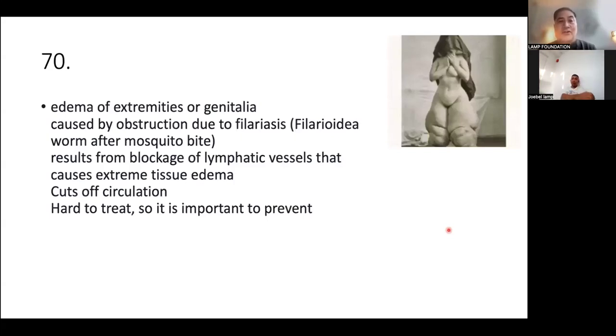What do you call this condition? There's edema of the extremities or genitalia caused by obstruction due to filariasis. This is the filarial worm after you were bitten by a mosquito. Results from blockage of the lymphatic vessels that causes extreme tissue edema. So when this happens, it cuts off the circulation. Very hard to treat. So we need to prevent. So you need to do gua sha. What do you call this condition? Elephantiasis. Yes.